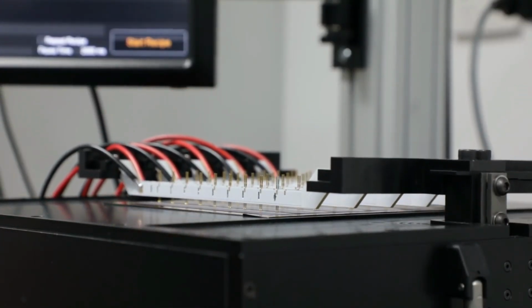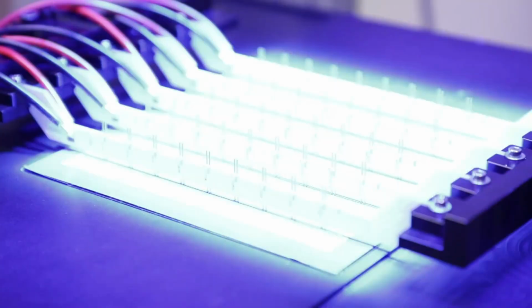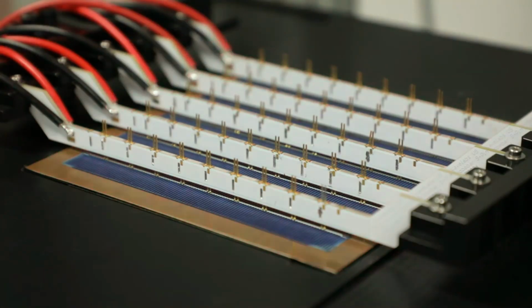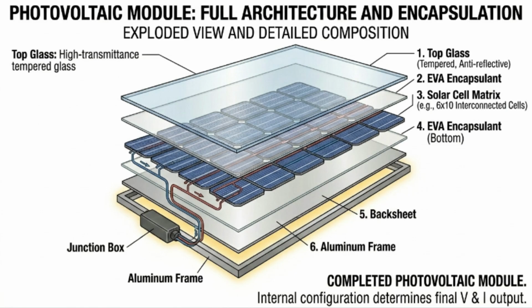Now they are interconnected to form a complete photovoltaic module. The final electrical architecture depends on the desired module specifications. The interconnected cells are then encapsulated between multiple protective layers: tempered glass on the front surface, and polymer encapsulation layers. These layers protect the cells from moisture, oxygen, UV radiation, and mechanical stress, while still allowing maximal light transmission.